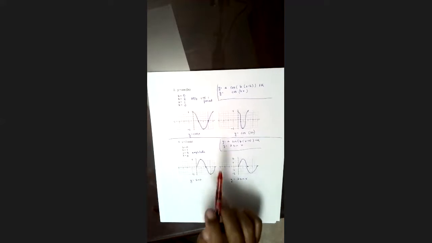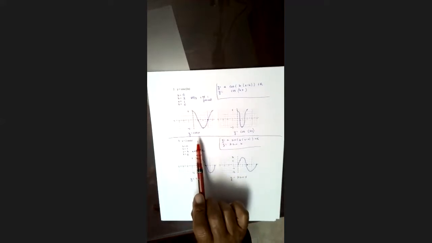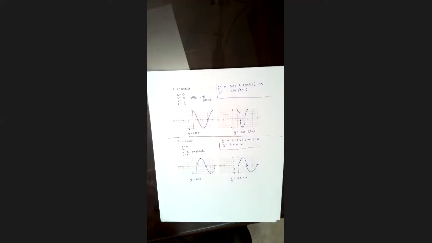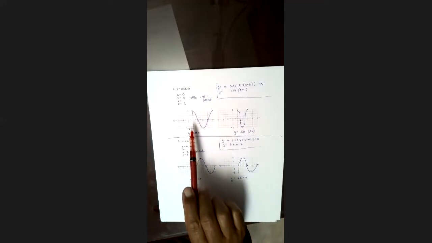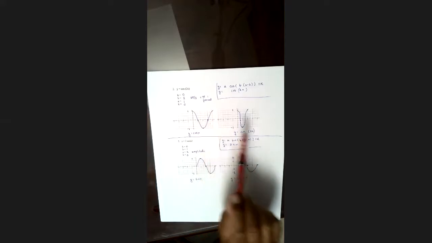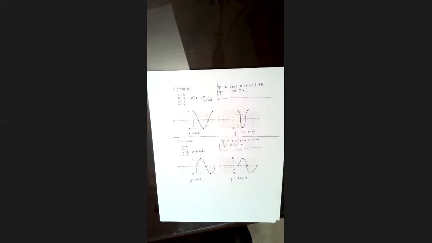So if I take a look at the graph, I look at the parent graph first, y equals the cosine of x, and now I know the period's going to be shortened up to pi. So instead of going from 0 to 2 pi, I now go from 0 to pi to complete one cycle of my graph.